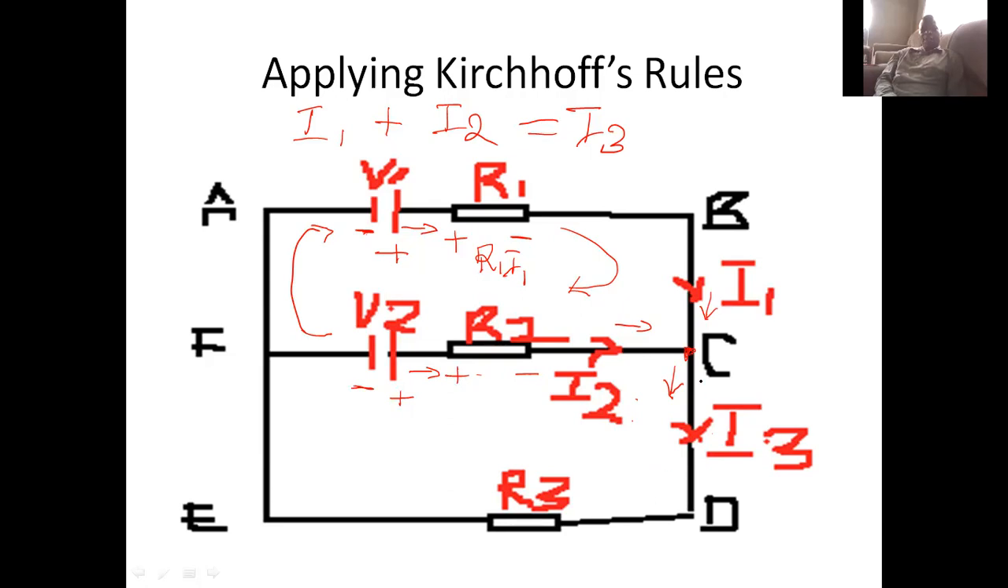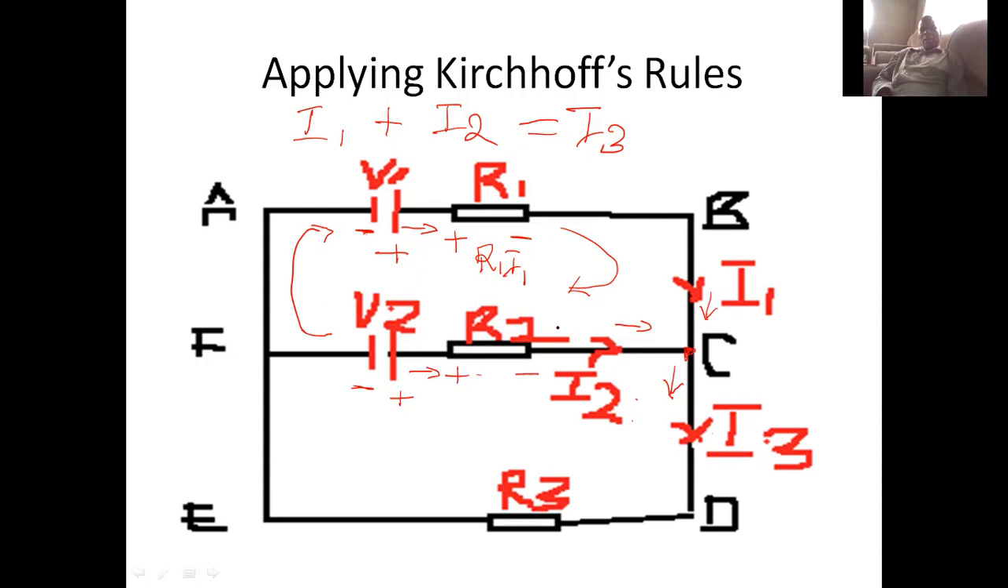So when you add this voltage, this one will be positive, then this one will be negative, because there is a drop in the potential difference, and therefore it will be R1 multiplied by I1. So this is the loop.